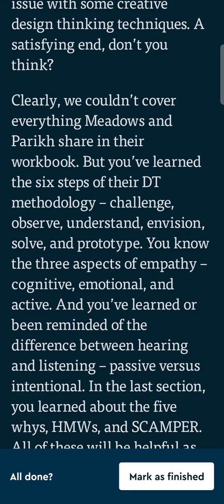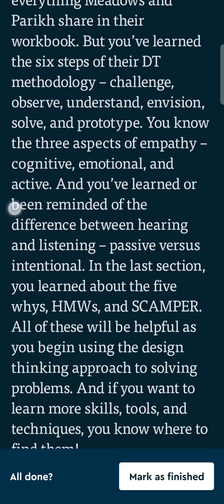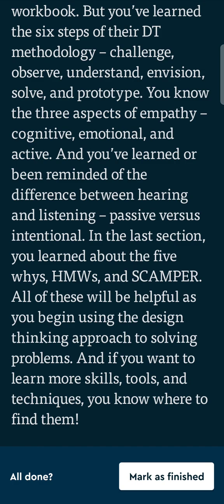Clearly, we couldn't cover everything Meadows and Parikh share in their workbook, but you've learned the 6 steps of their DT methodology: challenge, observe, understand, envision, solve, and prototype. You know the 3 aspects of empathy: cognitive, emotional, and active. And you've learned or been reminded of the difference between hearing and listening, passive versus intentional. In the last section, you learned about the 5 whys, HMWs, and SCAMPER. All of these will be helpful as you begin using the design thinking approach to solving problems. And if you want to learn more skills, tools, and techniques, you know where to find them.